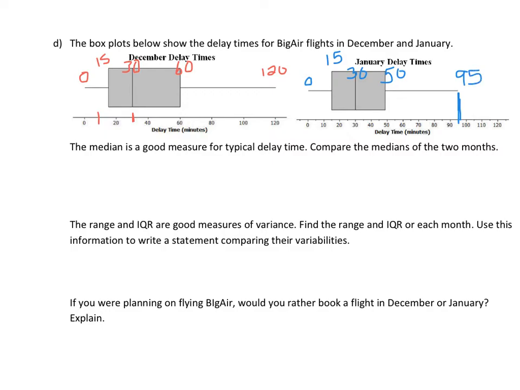All right, so let's take a look at the questions here. The median is a good measure for a typical delay time. Compare the medians of the 2 months. Well, the median in December is 30, and the median in January is also 30, so we can say that the medians are the same.